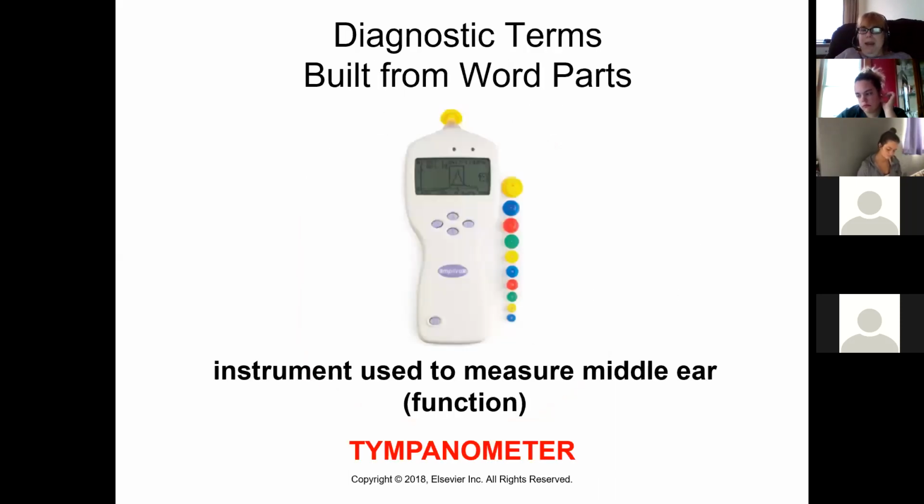So this is a tympanometer, okay? This measures the pressure of the eardrum in the middle ear, okay? So it comes with these various sizes of tips, because the little ones are for babies and the bigger ones are for adults. So they can tell a lot about what's going on in the middle ear by measuring the pressure against the eardrum.